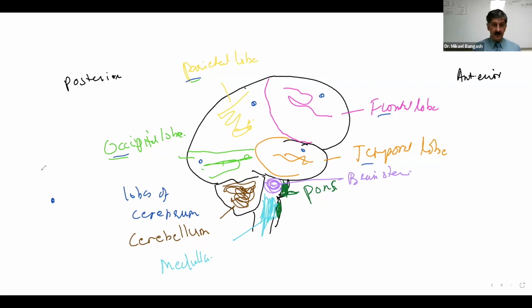So anterior to your brain stem is going to be this little structure called the pons.